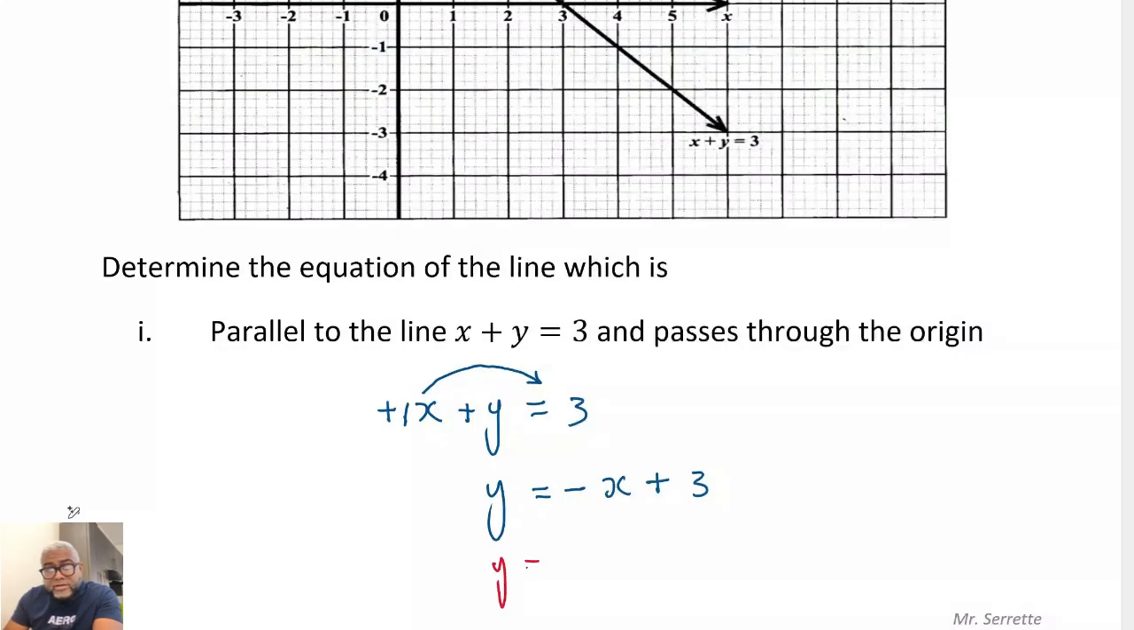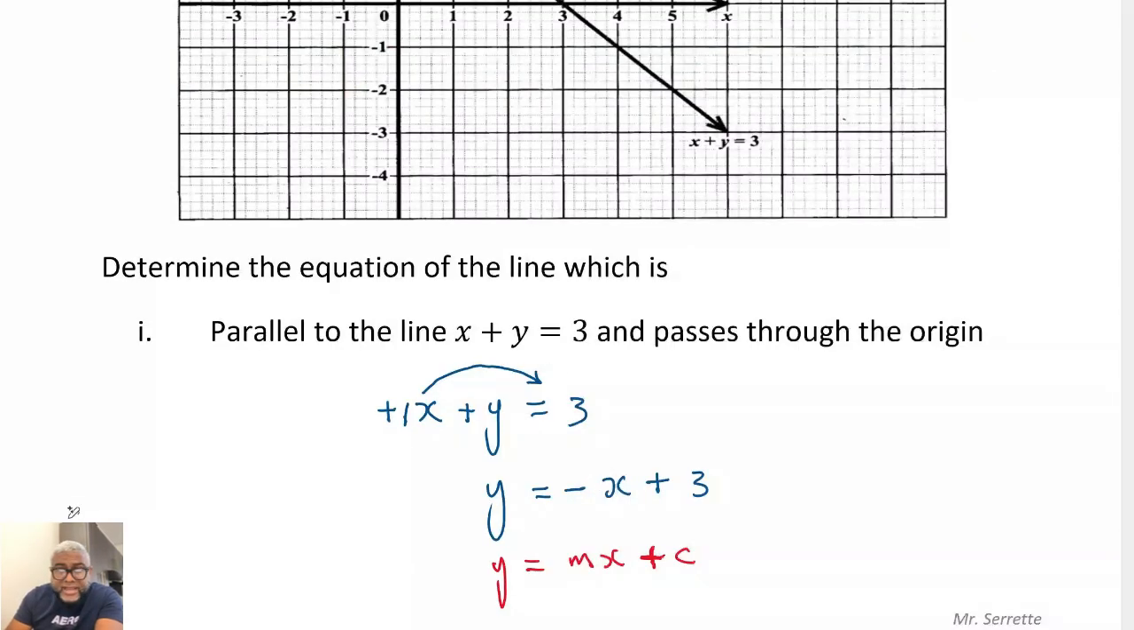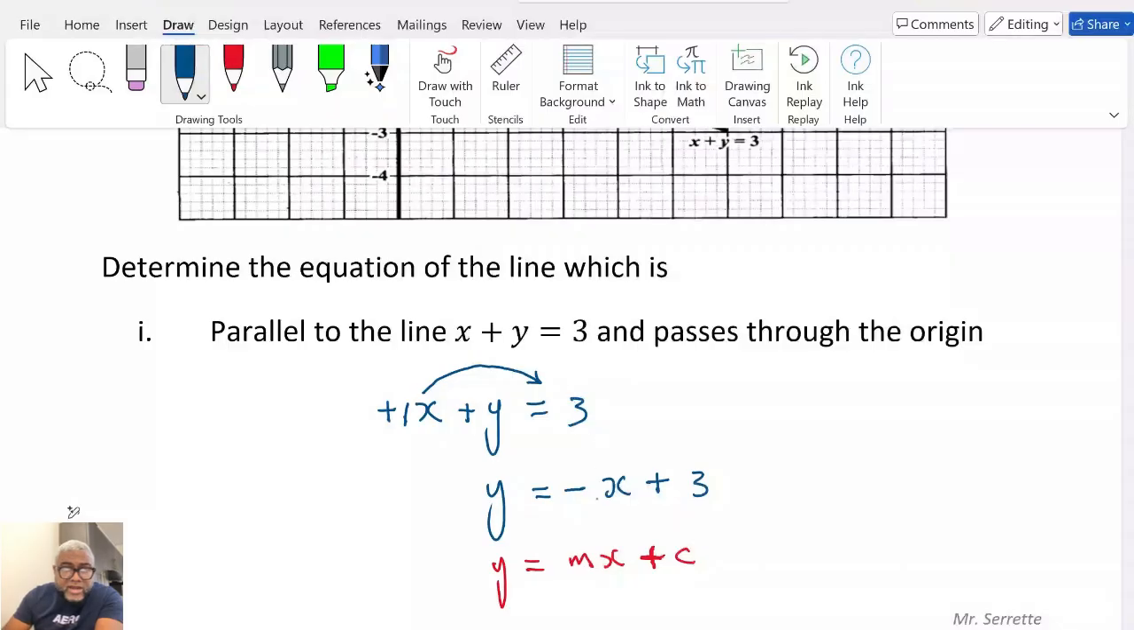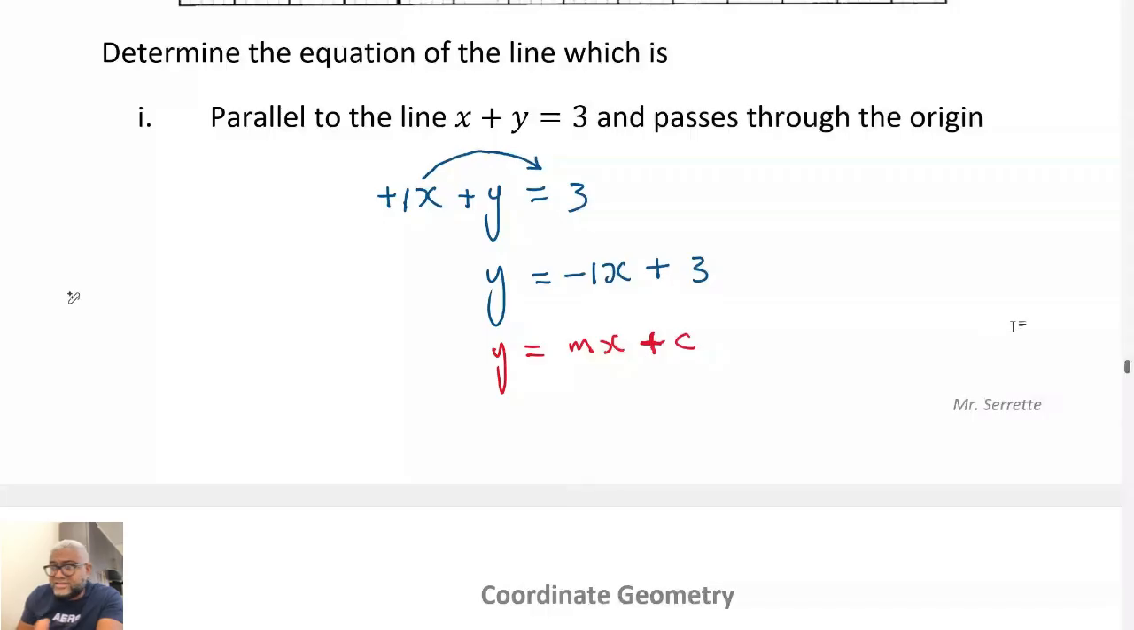Sure, no problem. y is equal to mx plus c. That's what is going on above here, right? Now, what number did I say is understood to be in front of x here? 1. Okay, I'm going to put that in blue. So, Aiden Pierre, what number represents the gradient of the original line? What is m?